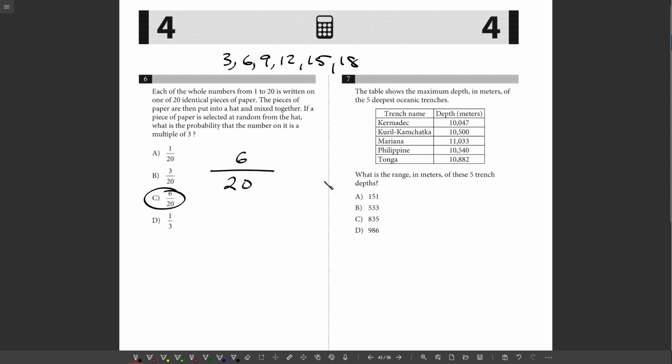7, we want the range of these depths. So the range is the largest minus the smallest. So the largest value on this list is 11,033. And from that, we're going to subtract off the smallest, which looks to be 10,047. And so I get a difference of 986. That's my range. Choice D.